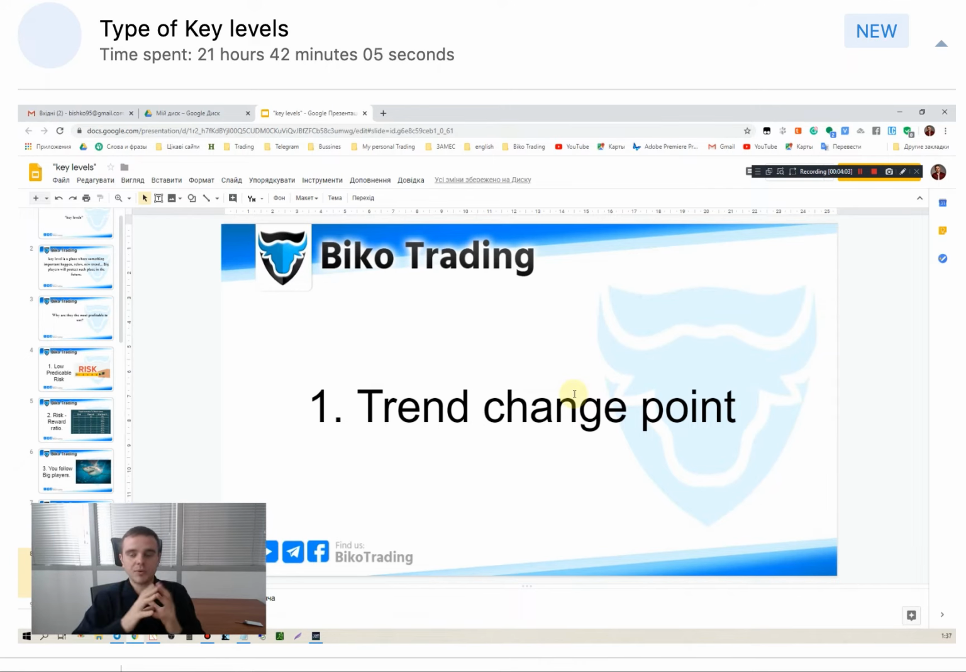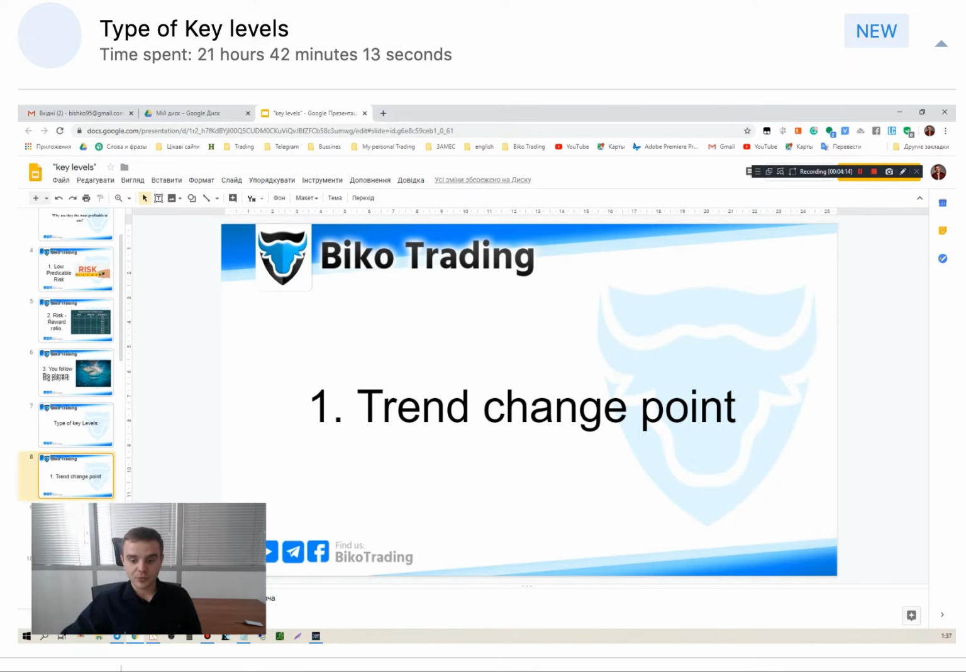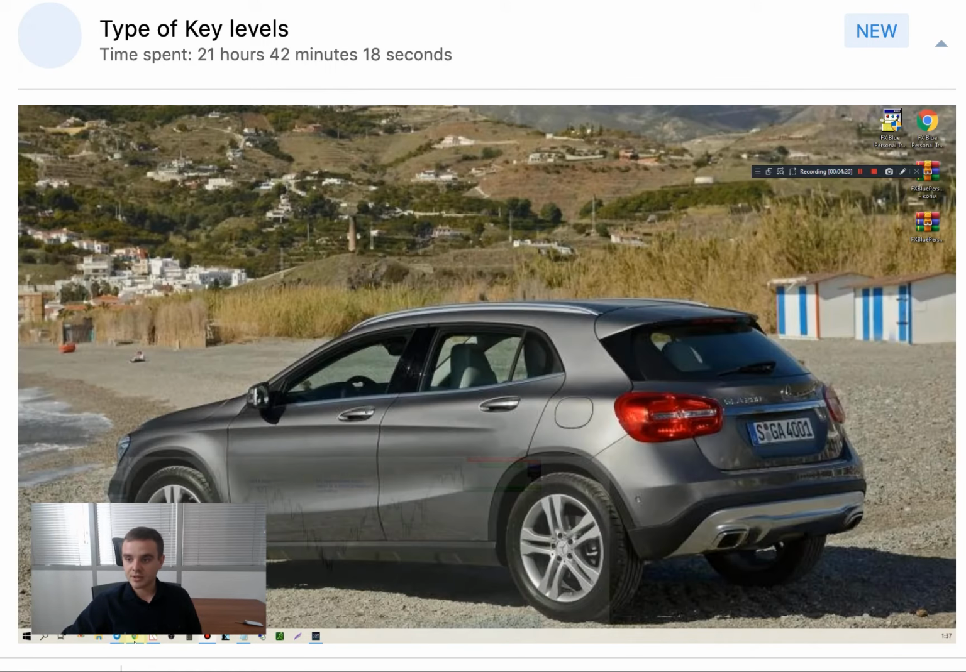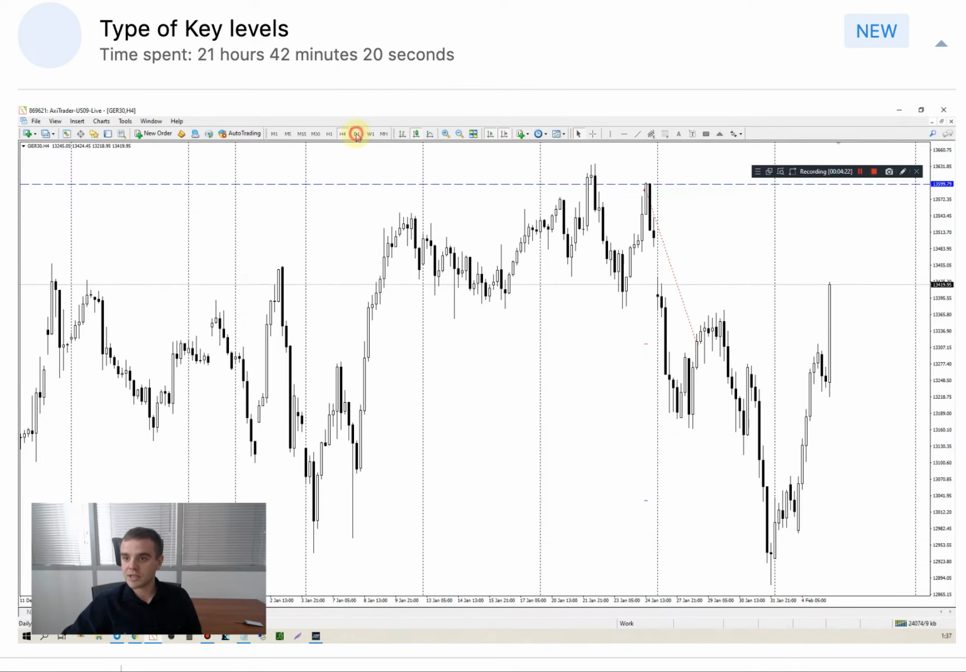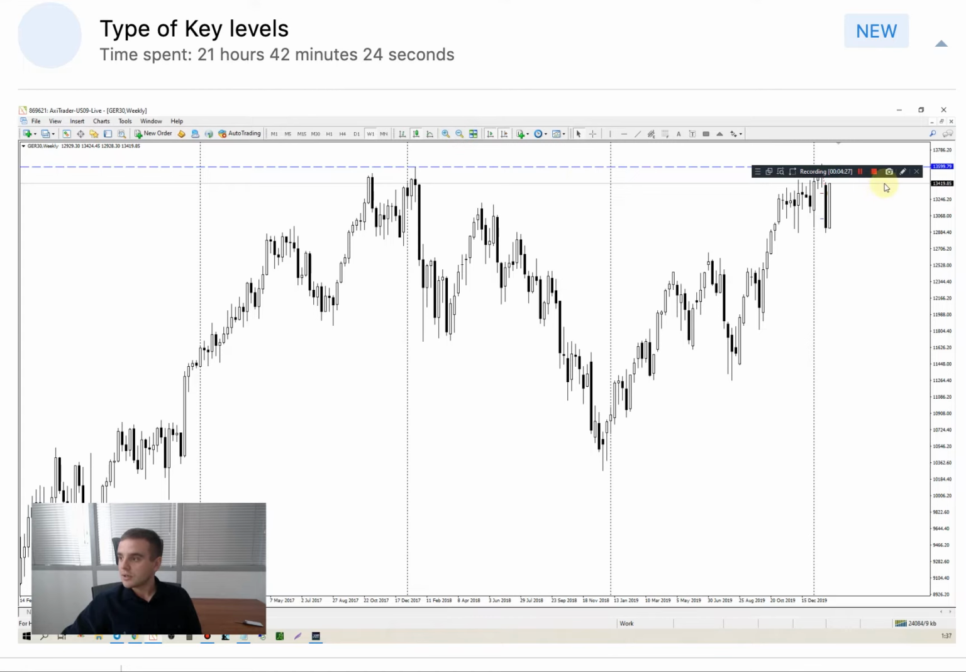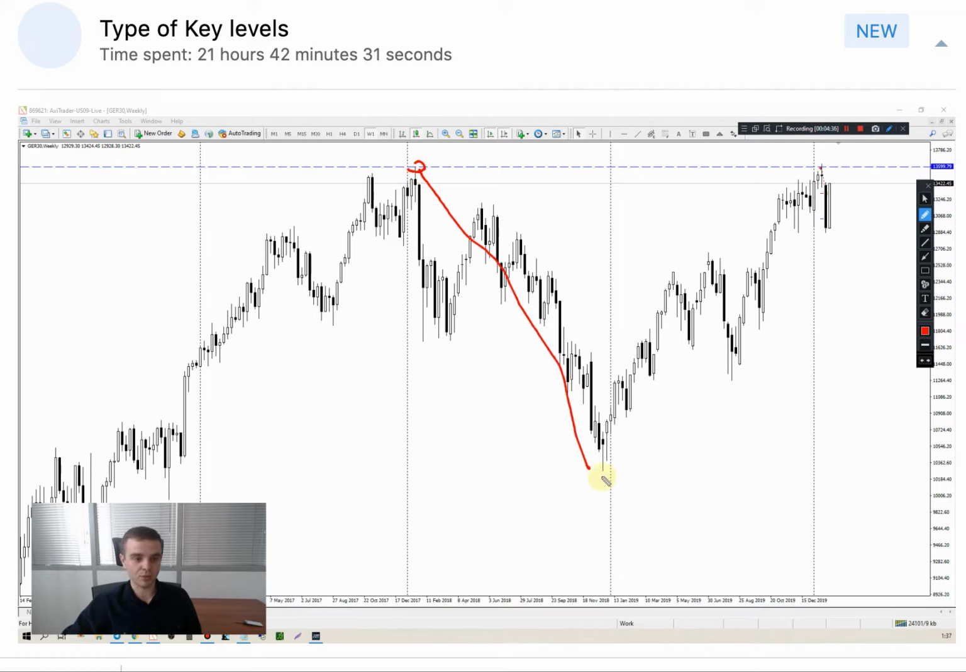The first type is maybe the most important, and you will see it most often. It's the trend change point. Why is it the most powerful? Because ask yourself, what effort does an instrument need to change its trend? Here is an example on the DAX. We need to open even the weekly chart. You see, from this point price changed the trend and started a one-year drop. A one-year price drop needs a lot of volume and effort to start.